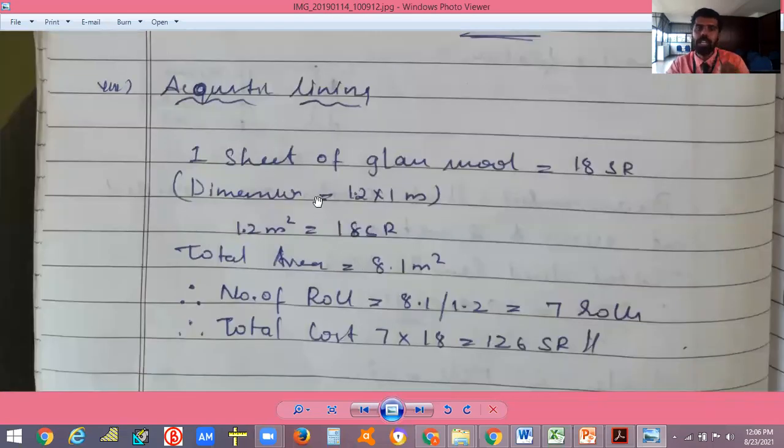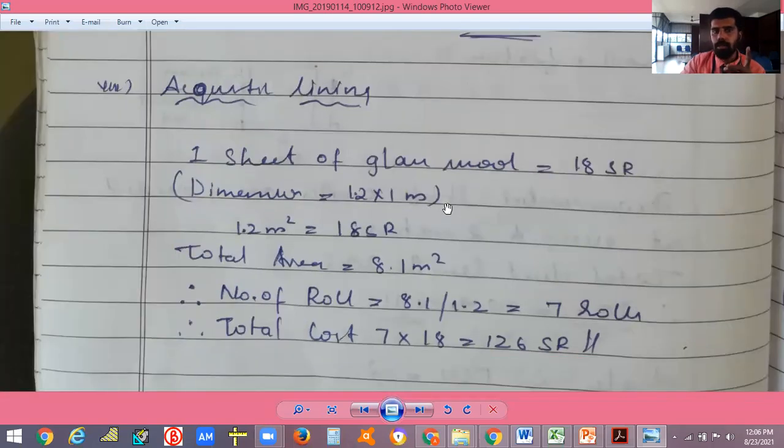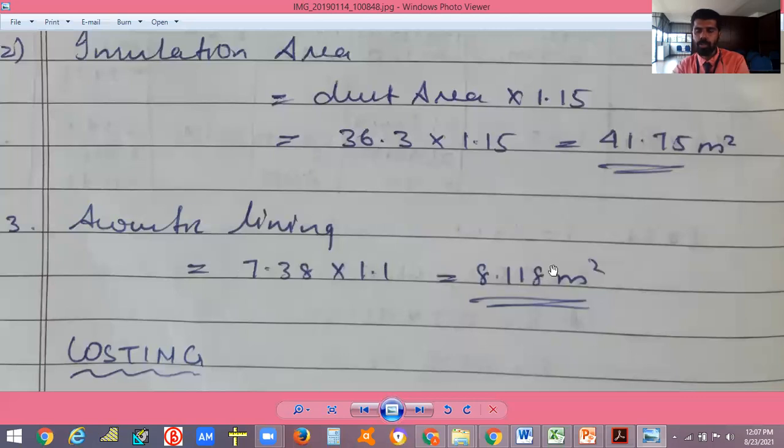Acoustic lining, one sheet of glass wool. Glass wool is the material that we use here for acoustic lining. It's 18 Saudi Riyal. Here the dimension is 1.2 into 1 meter for one roll. So the area will be 1.2 into 1 is equal to 1.2 meters square. So 1.2 meters square costs 18 Saudi Riyal. Okay. So total area is 8.1 meters square, right? From where did we get 8.1 meters square? Here. Total acoustic lining, 8.1 meters square. We have already calculated.